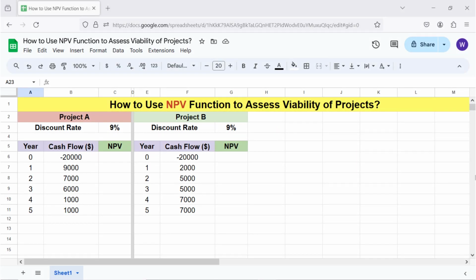Hi folks, greetings. Welcome to this tutorial, which gives the steps to use the NPV function to assess viability of projects. Let's begin with an intro to NPV.